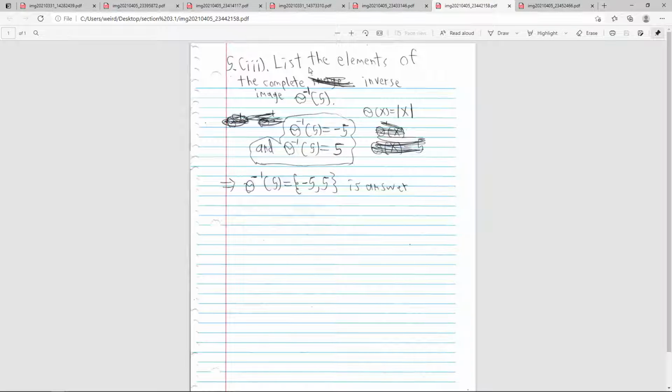And then 3 is list elements of the complete inverse image, theta inverse of 5. So theta of x equals absolute value of x, so the inverse will be a negative value and a positive value for a specific value. So it's 5, so it's -5 and 5. Those are both: the absolute value of -5 gives you 5, and the absolute value of 5 gives you 5. So those are the set, the two numbers.